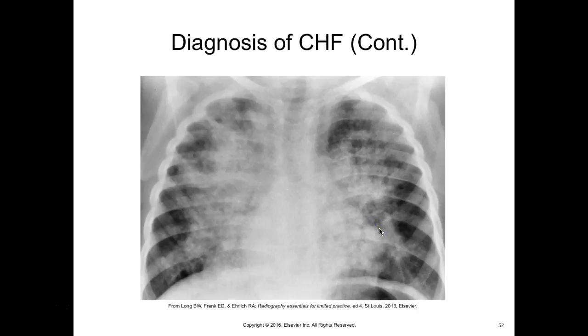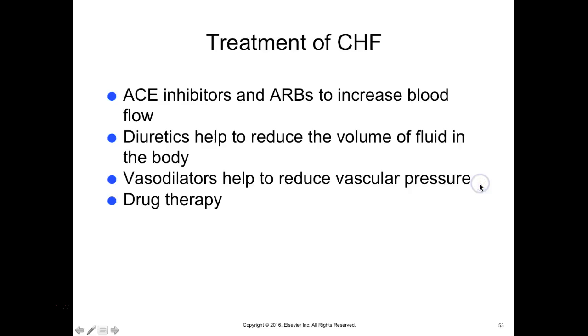So this is showing the diagnosis of congestive heart failure. The lung fields here should be black. There should not be all this white stuff in here. That is the congestion, the pulmonary congestion. So treatment would be ACE inhibitors and ARBs to increase blood flow, diuretics to help reduce the volume of fluid in the body, vasodilators to help reduce vascular pressure, and other drug therapies.